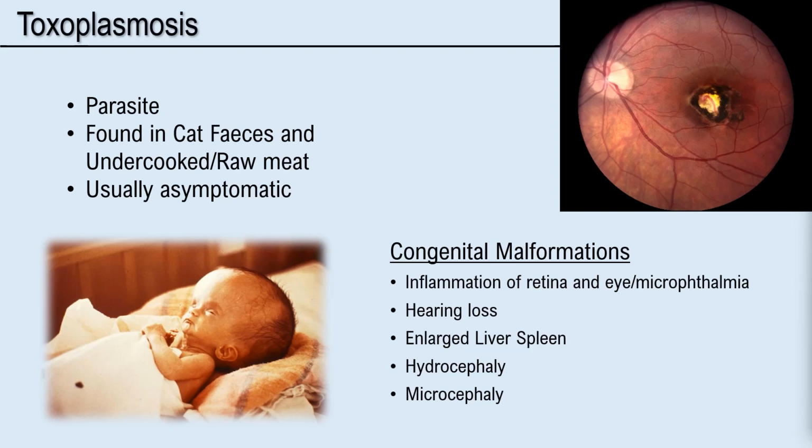We see congenital malformations in the eye, such as retinal inflammation or small eyes referred to as microphthalmia. We see babies born with significant hearing loss and an enlarged spleen. We also see central nervous system malformations such as hydrocephaly or microcephaly. The image on the left shows hydrocephaly. Notice this infant's large head, which has been caused by excess cerebrospinal fluid buildup and has pushed the flexible bones of the skull outwards to accommodate the ever-increasing intracranial pressure.